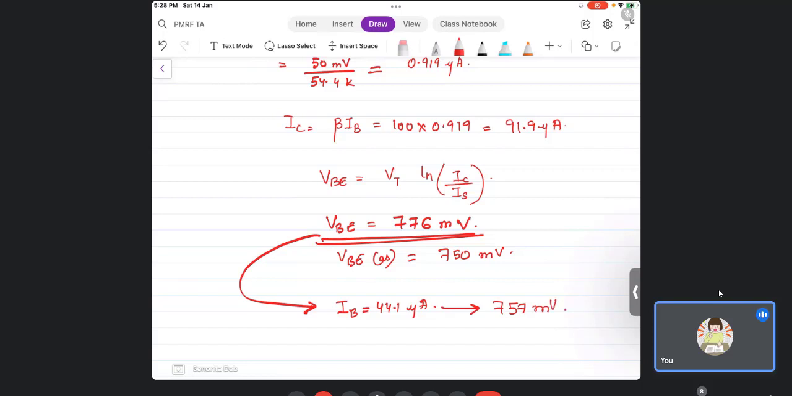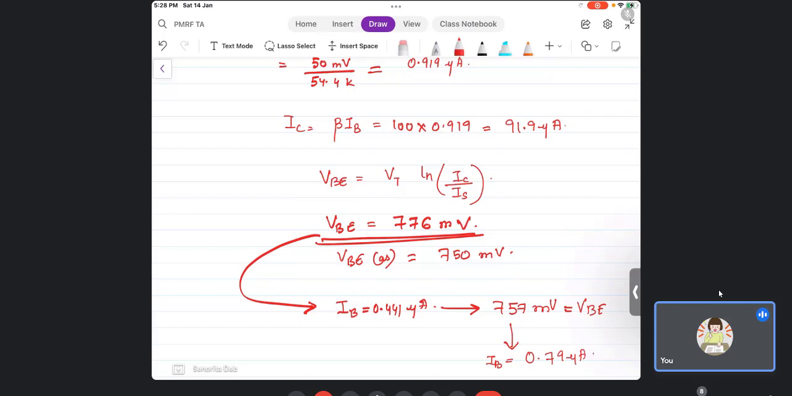Again, from this 44.1 microampere, you will get VB as 757 millivolts. And again from this 757, you will find IB as, did I miss something? Yeah, sorry, this is IC. So this is 0.441 microampere. And from here you will get 757 millivolts as VB. I am talking about the iteration process. And IB will be equal to 0.79 microampere.